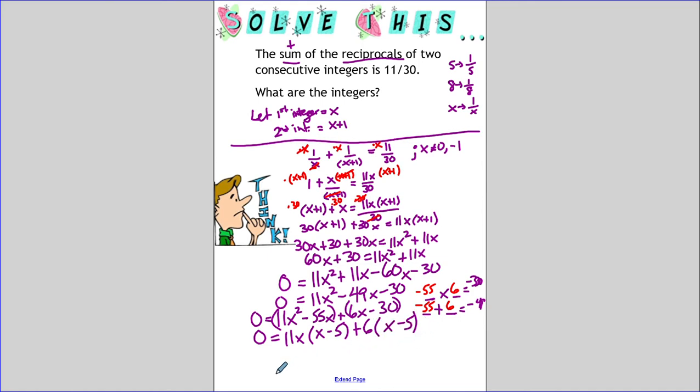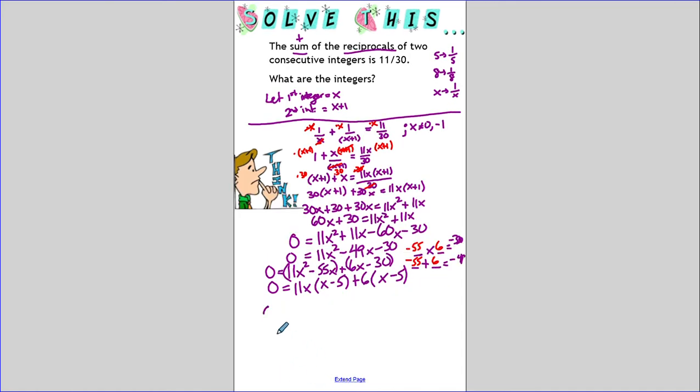x minus 5. So that means that 0 is equal to 11x plus 6, right? That's what's left over here and here, so 11x plus 6. And then my common factor there is x minus 5. So now if I want to solve for this, I can see x minus 5 is going to equal 0, which means that x needs to equal 5.